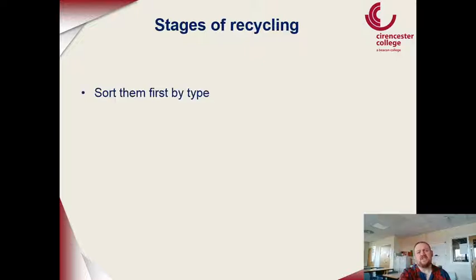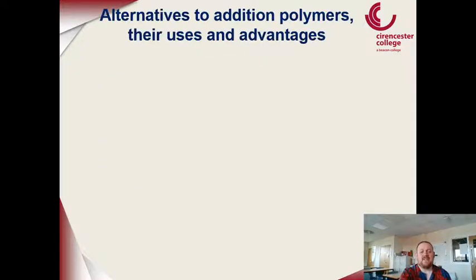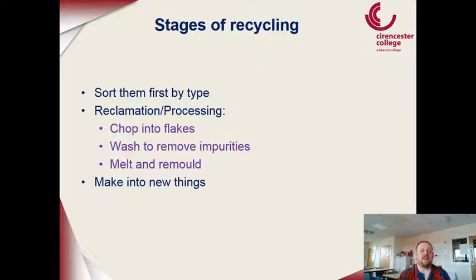So what are the stages of recycling? What happens? Well, the first thing is they have to sort them by type. So those numbers on there, you will find that every type of polymer has its own different chemical signature, and it will whiz past the machine which shines a piece of light down it, and it works out what type of polymer it is. That then stacks up the different types of polymers together to make sure that you're not mixing polymers. It chops them up into flakes, it removes any impurities, then it makes and remolds things.